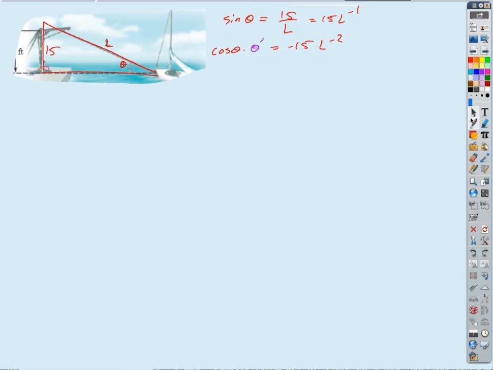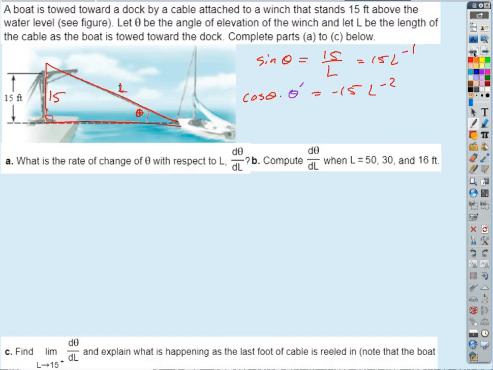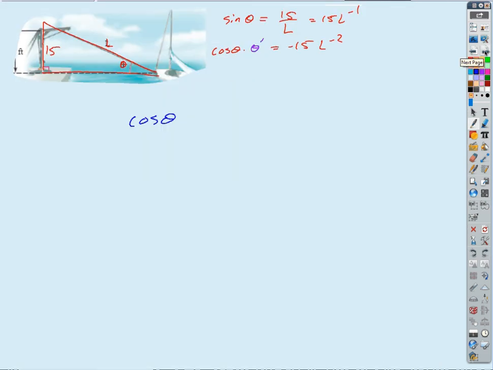Okay, so if we want to solve for theta prime, I could divide each side by cosine theta, but that's not really what's being asked, right? We want to be able to plug in values of L. So we want this answer in terms of L. Everybody get that? Okay, we want to be able to plug in L equals 50 and get an answer, 30 and get an answer, 16 and get an answer. So we need theta prime as a function of L. So cosine theta times theta prime equals negative 15 over L squared.